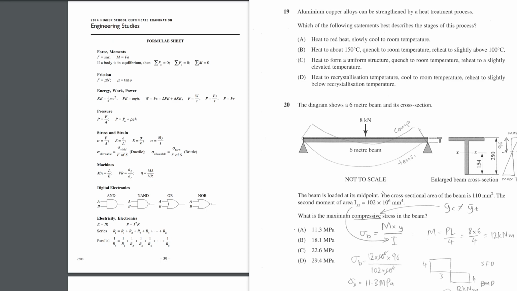Okay, so aluminium copper can be strengthened by which process? If we're thinking about aluminium, we're looking at precipitation hardening. So which one of these best represents precipitation hardening? We're going to heat to a uniform structure, then quench, then slightly reheat. Whereas heating to a recrystallization temperature, then cooling to room temperature is not quenching, and it's not the uniform structure. We need an entire alpha phase. So the answer is C.